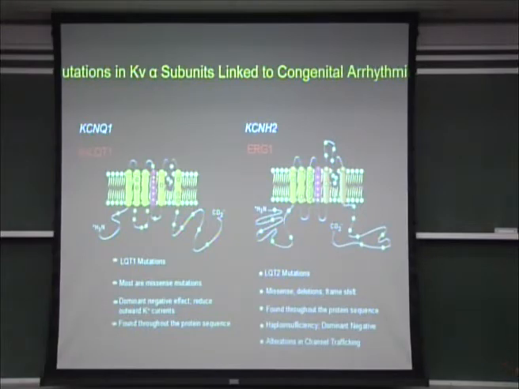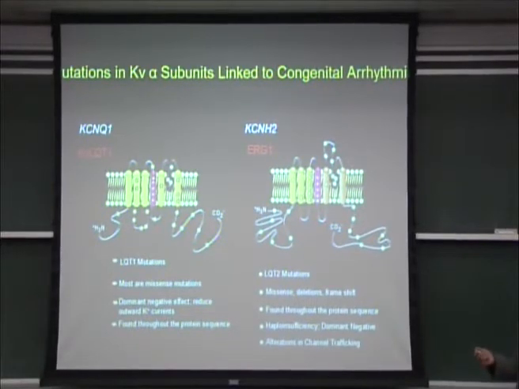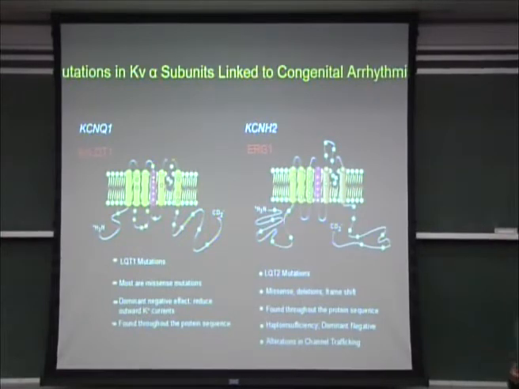There are a variety of them. There's frame shift, missense mutations, deletions. Many of them are dominant negative, but in addition, some of the mutations also result in trafficking defects. More recently, mutations in both of these genes have been linked to congenital short QT syndromes, which are also inherited arrhythmia syndromes. And recently, mutations in KCNQ1 have also been linked to atrial fibrillation, so another congenital arrhythmia.